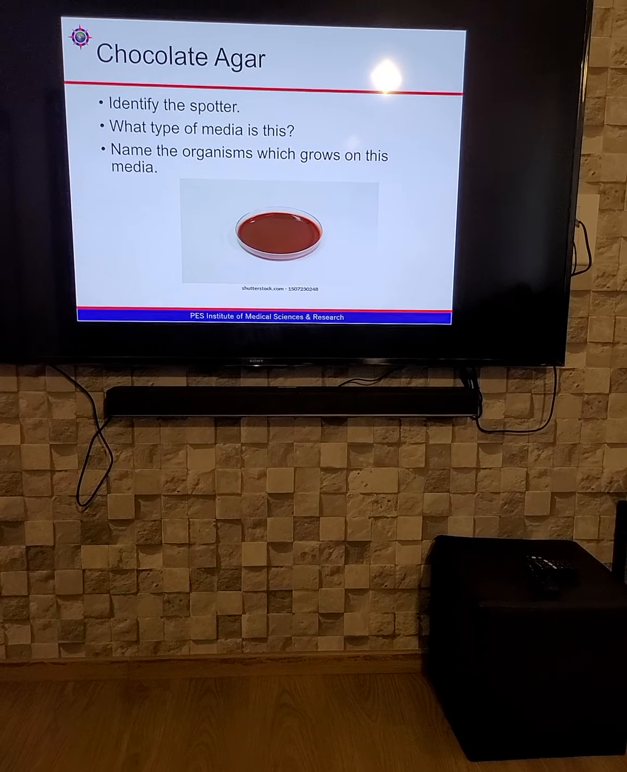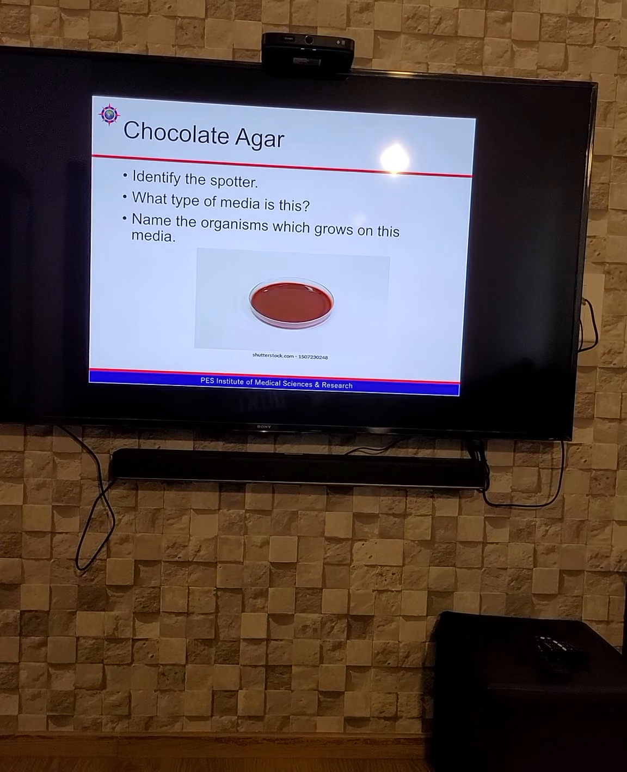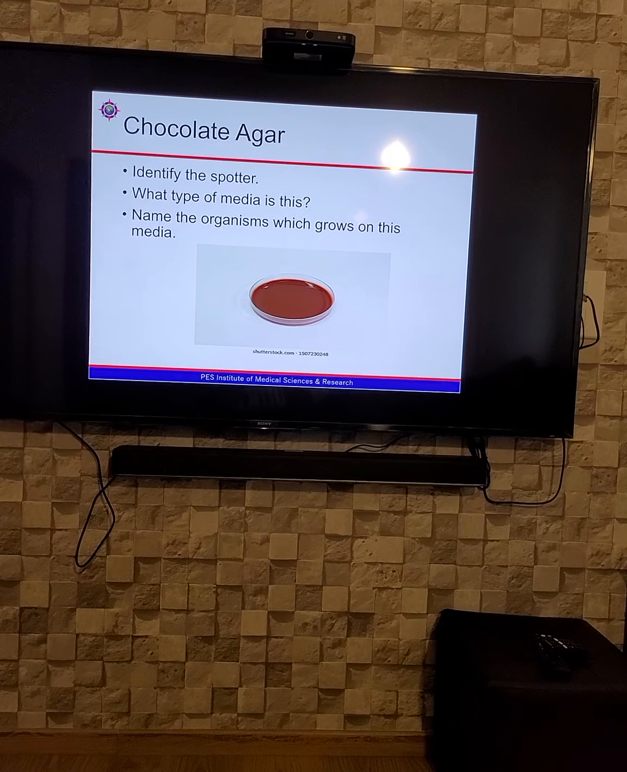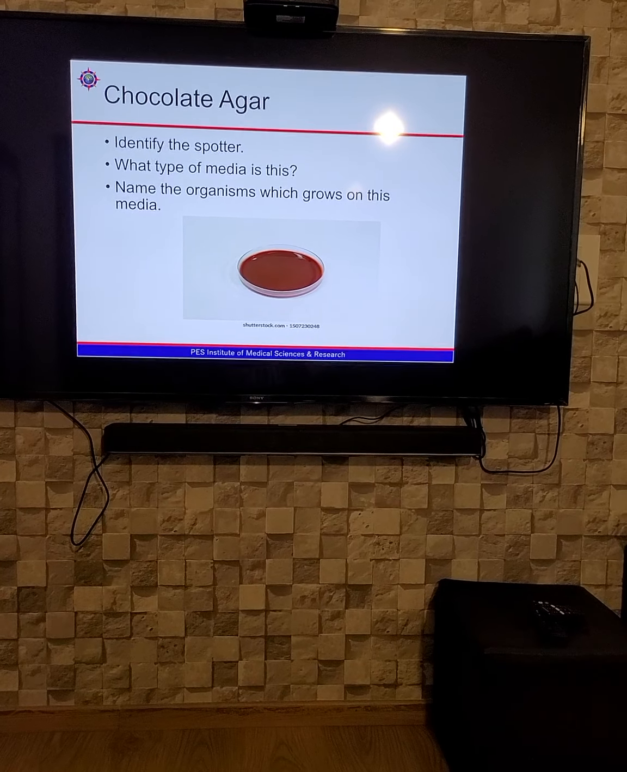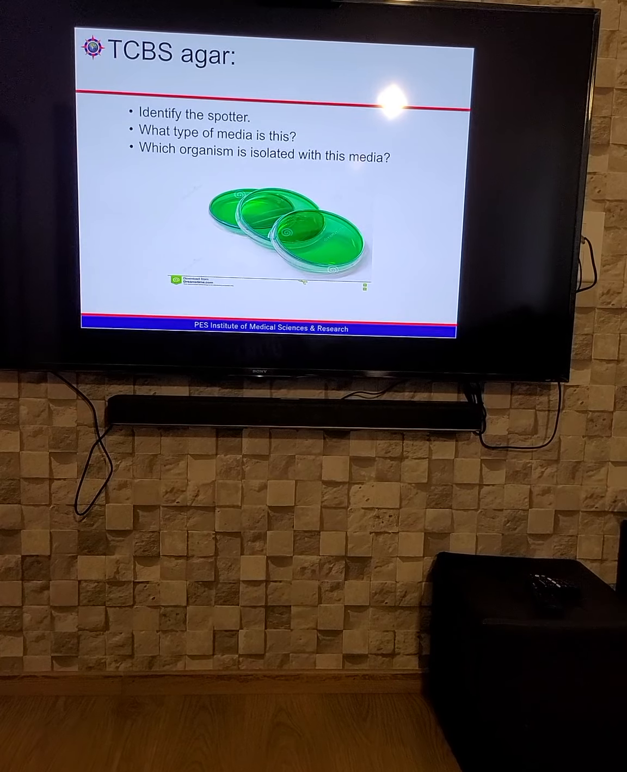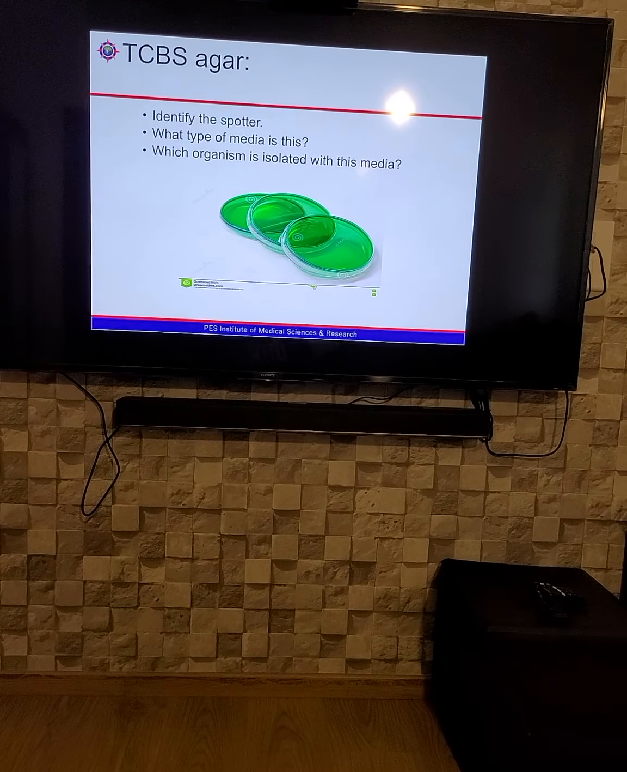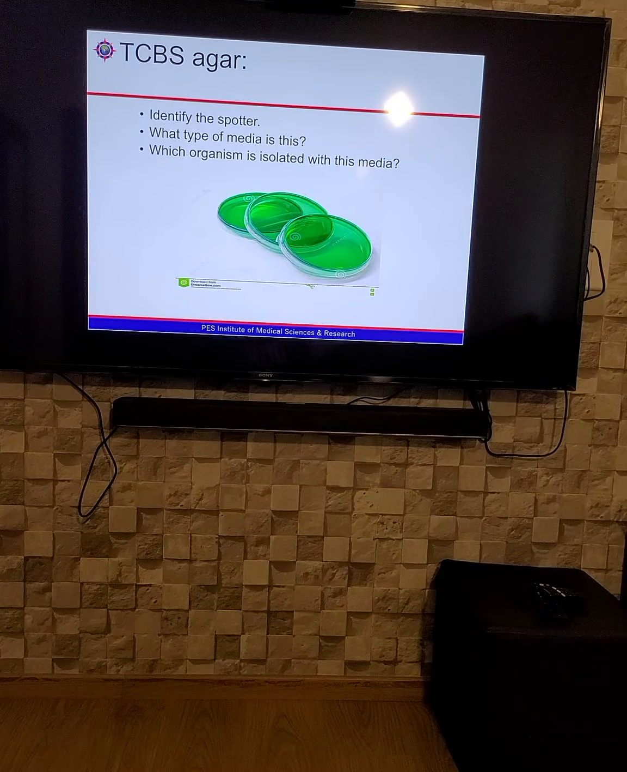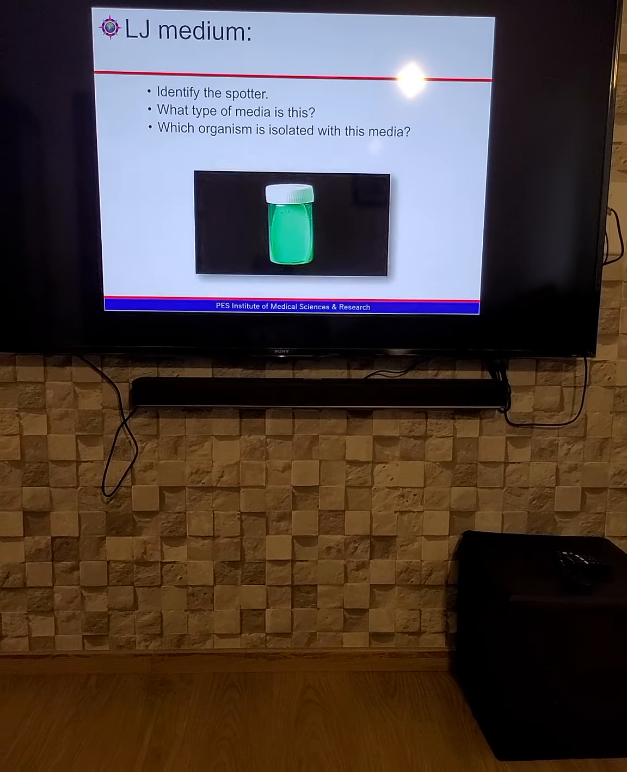Heated blood agar is called chocolate agar. It is also an enriched medium, and it's used for growing Neisseria and Haemophilus organisms. This is TCBS, thiosulfate citrate bile salt sucrose agar, used for growing Vibrio cholerae. It ferments sucrose, colonies are yellow in color.